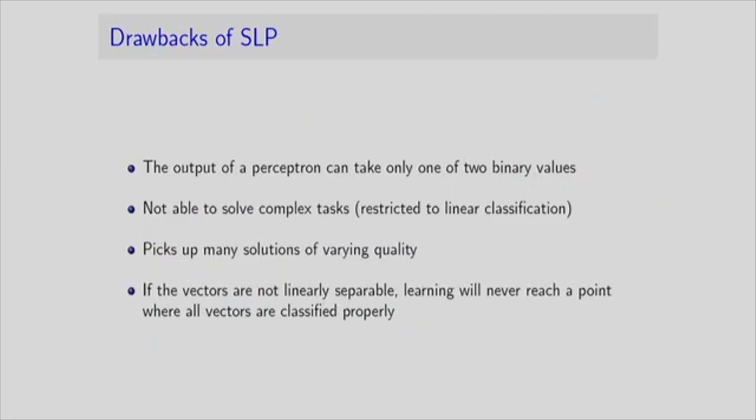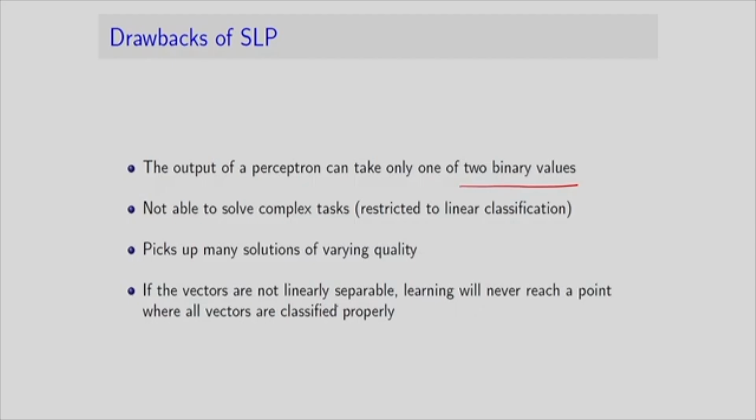So the drawbacks of the SLP: the output of a perceptron can take only one of two binary values, either 1 or 0. This SLP is also not able to solve complex pattern classification problems, and picks up many solutions of varying quality. That I already explained in my previous slide. So it is very difficult to find the best decision boundary between the classes.